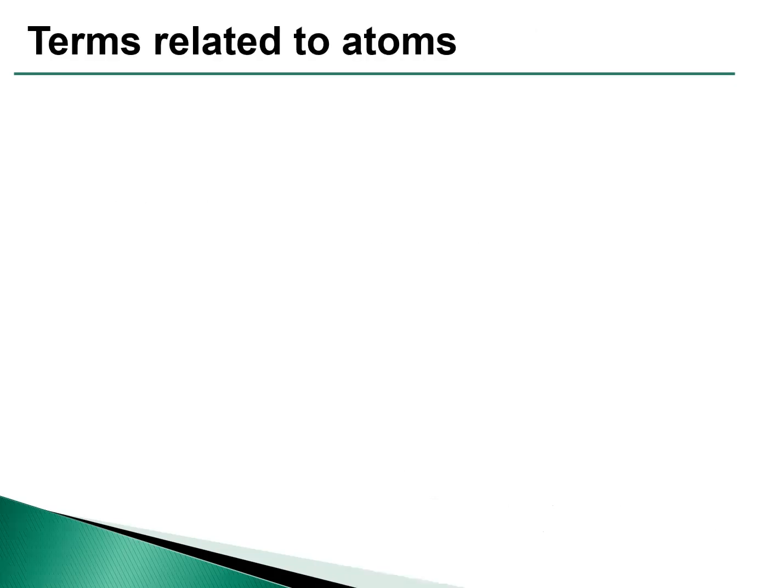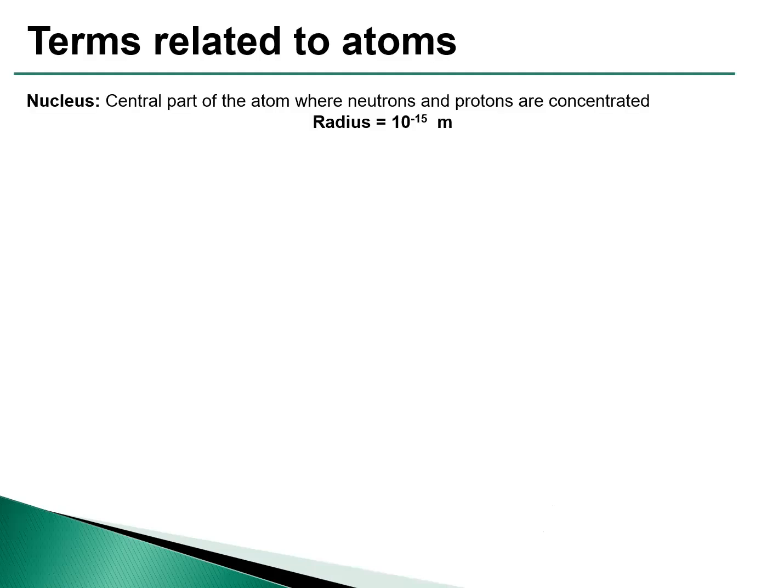There are several terms which are important while talking about the basics of atoms. We shall take a look at a few of them. Nucleus is the central part of the atom, where the mass of the atom is concentrated due to the presence of protons and neutrons. Its radius is estimated to be 10^-15 meter. Details about the nucleus and its discovery shall be provided in the subsequent videos.